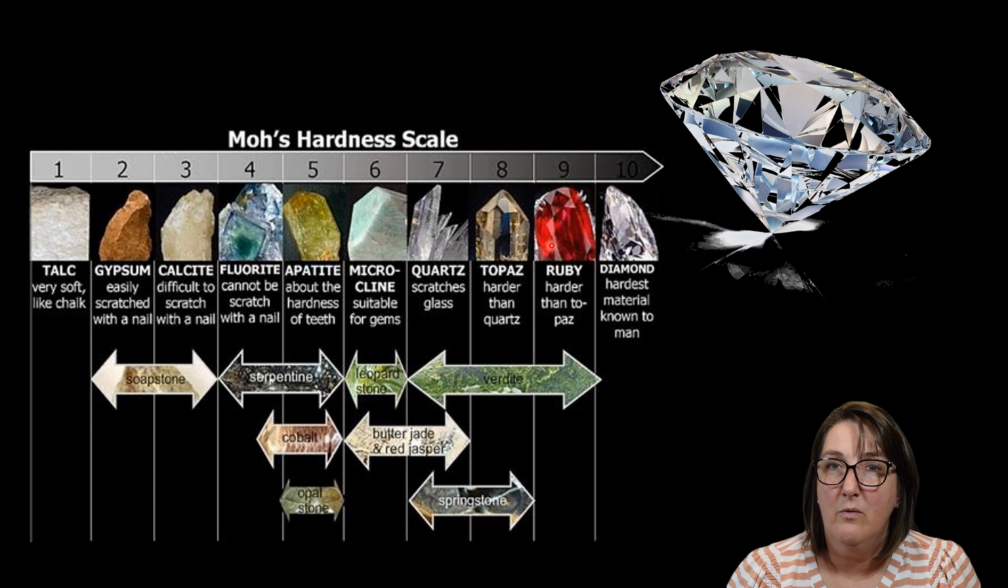Same thing, if I have a red stone and I think it's a ruby, and a topaz can scratch it, it's not a ruby.